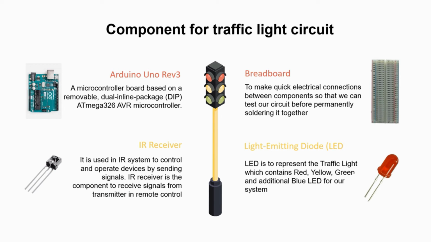And also we are going to use the IR receiver, which is used in IR systems to control and operate devices by sending signals. This IR receiver is the component to receive signal from the transmitter in the remote control.